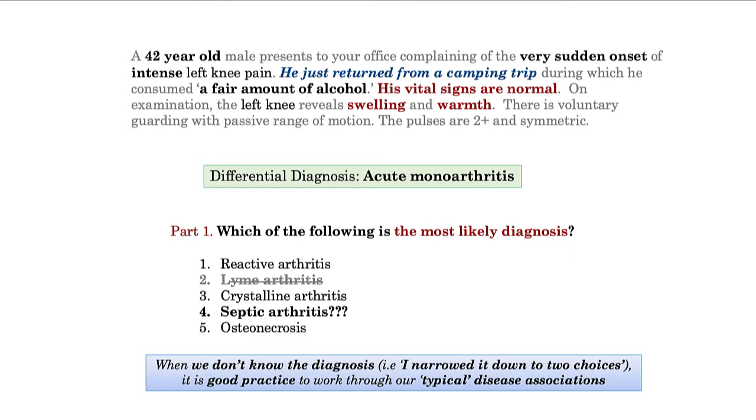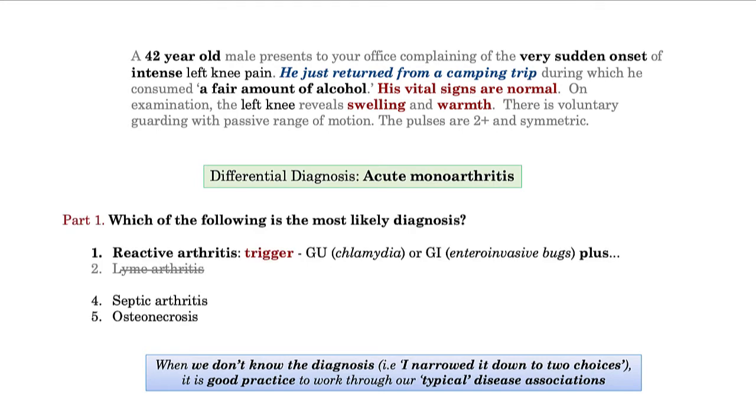In situations like this, it is good practice to work through our typical disease associations. And so what does that exercise look like? Here goes. What is the typical reactive arthritis story? Joint inflammation occurring days to weeks after exposure to a trigger, such as a GU or GI infection. It's reactive. It must be reacting to something, right? We'll cover this topic in detail during subsequent videos, but these patients generally have a myriad of other findings, including inflammatory back pain and mucosal symptoms. Since none of these associations are offered, I am comfortable excluding this answer option.